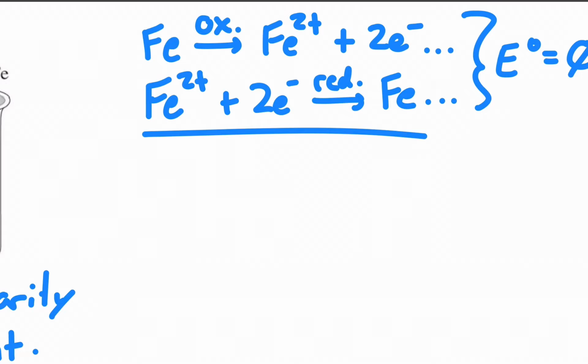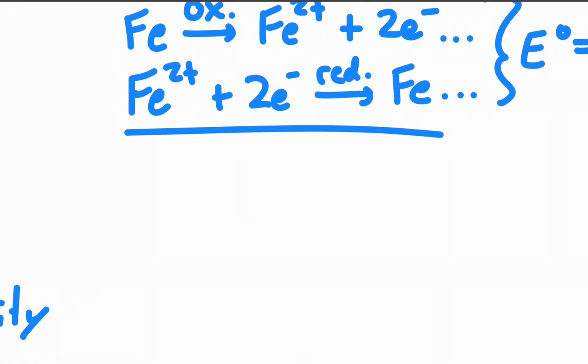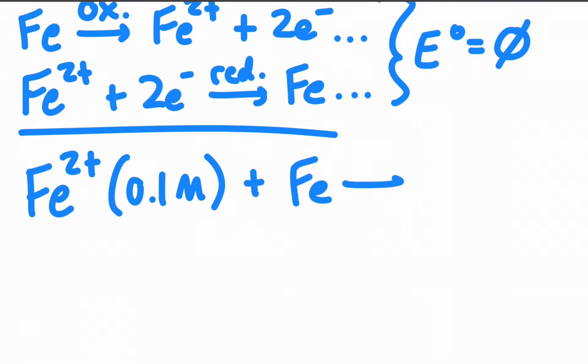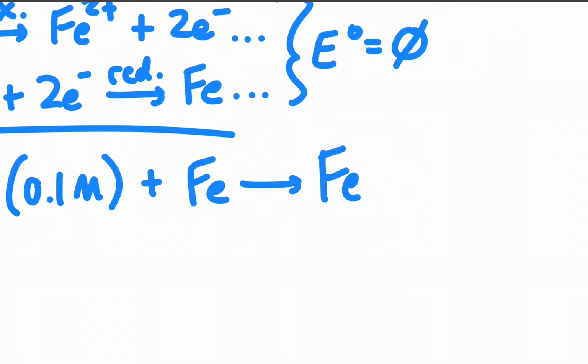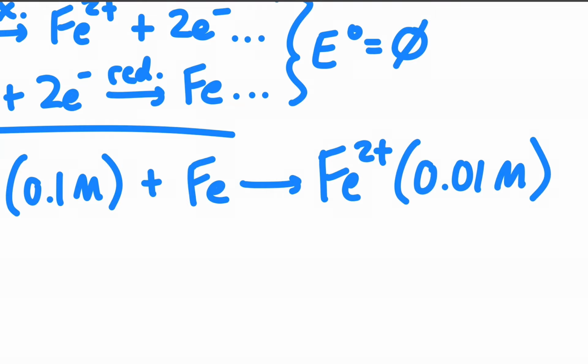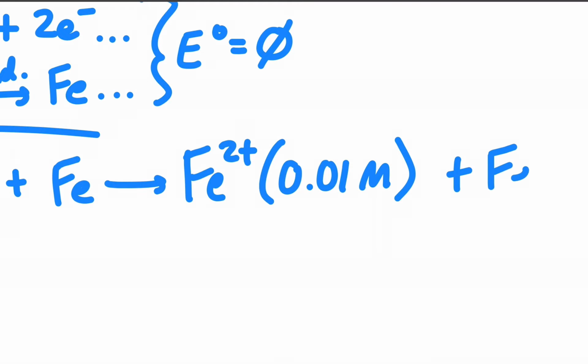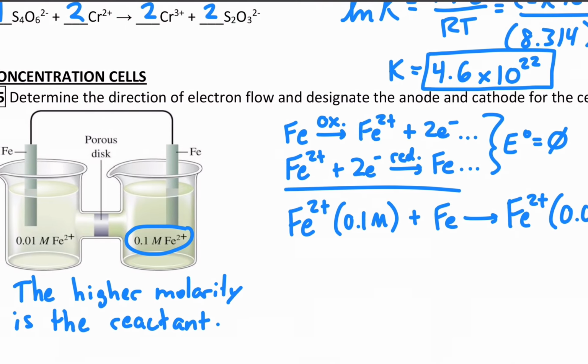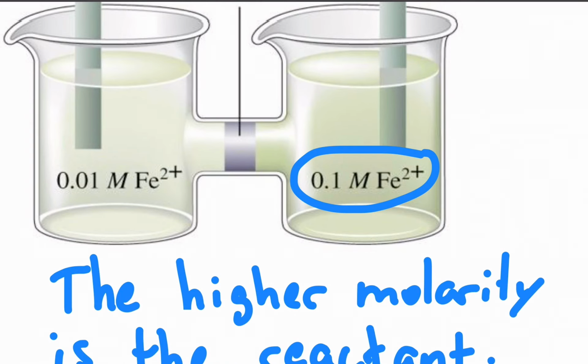They don't all cancel out because these iron 2 pluses are not the same. They're different molarities. So we write it as iron 2 plus with the higher molarity, in this case 0.1 molar, reacts with the iron that it's in contact with to make iron 2 plus at a lower molarity, 0.01 molar in this case, plus the iron that it's in contact with. That's the actual reaction. So the reduction is happening on that more concentrated side.